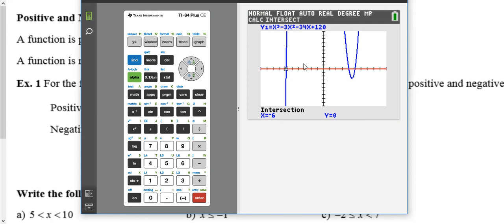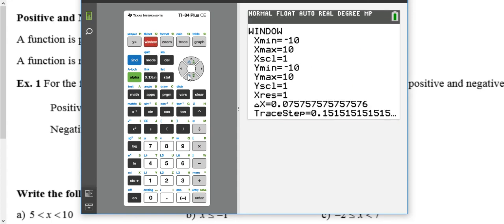Well, right now I don't see my full graph. I do want to change my window settings so that I see something fully.